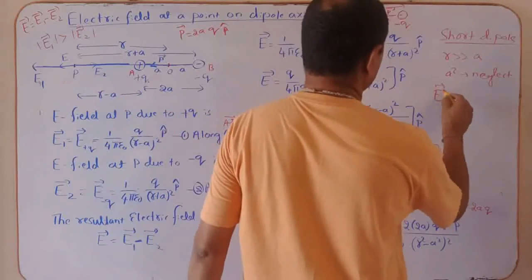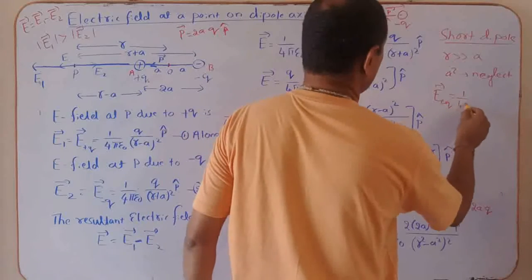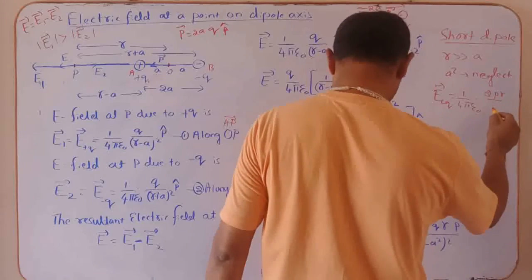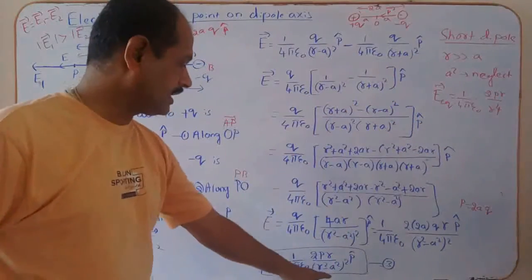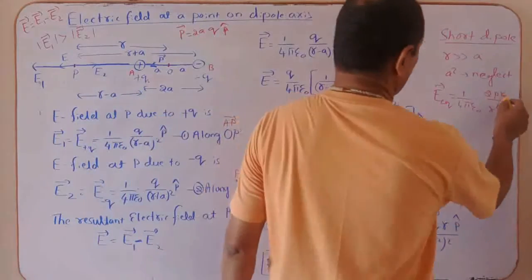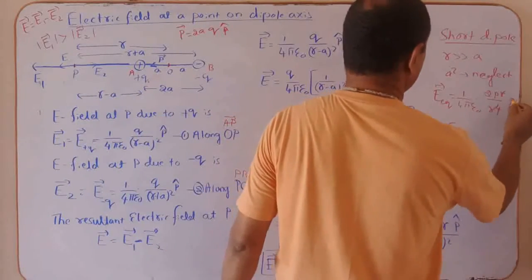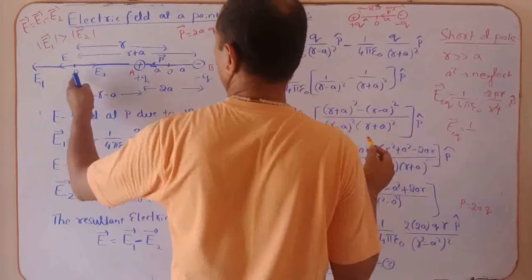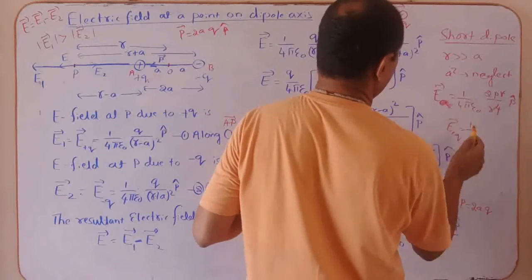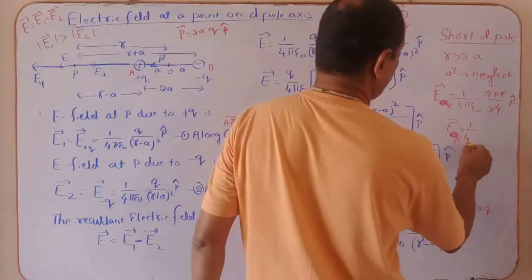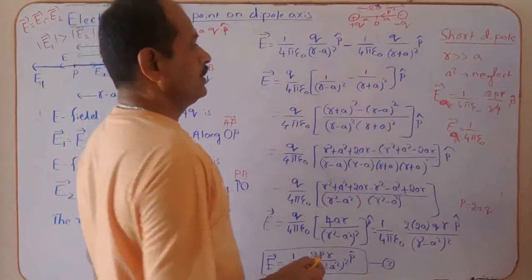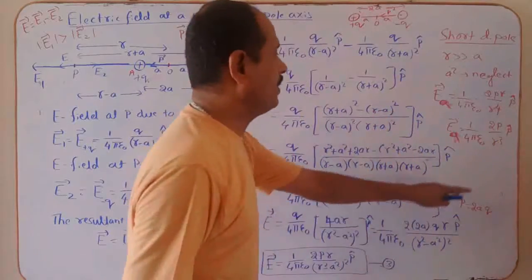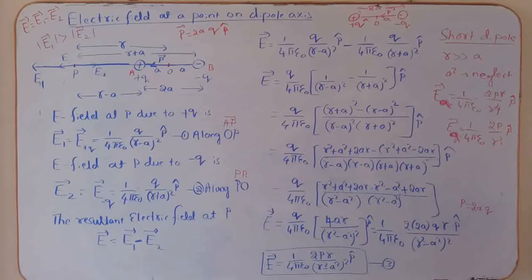On the equatorial line, E is equal to 1 by 4 pi epsilon naught, 2 p r divided by r raised to 4, since a square is neglected. (r square) raised to 2 is r raised to 4. One r gets cancelled here. Now into p cap. Now the equatorial field E_E is equal to the electric field on axis. Earlier E_A, 1 by 4 pi epsilon naught, 2p upon r cube into p cap. This is for a short dipole.